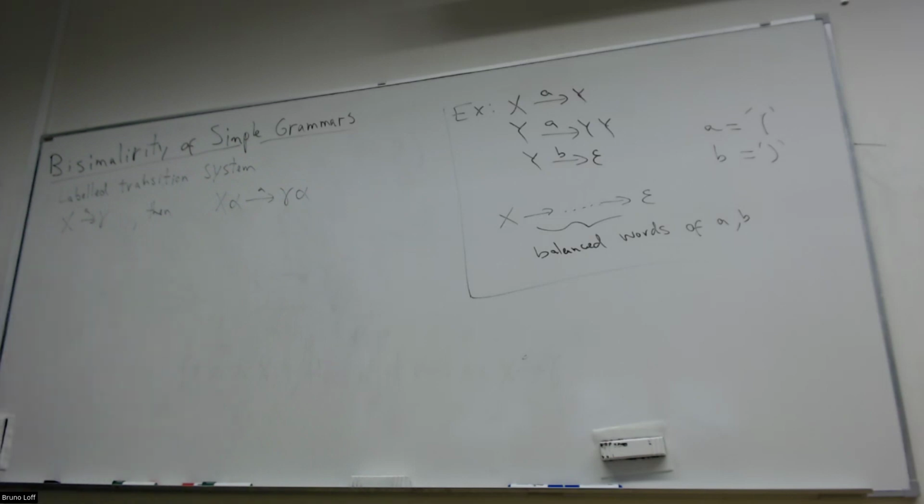The point is that now you have this infinite graph, if you want, where all the nodes are words. To find the transitions of a word, you just look at the head of the word and figure out what transitions there are from that. That's the idea. And finally, once you have this labeled transition system, then you can define bisimilarity.